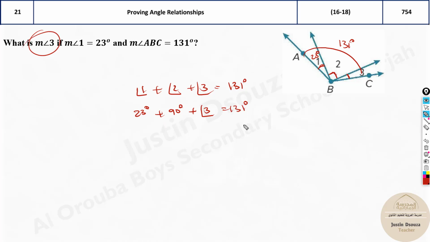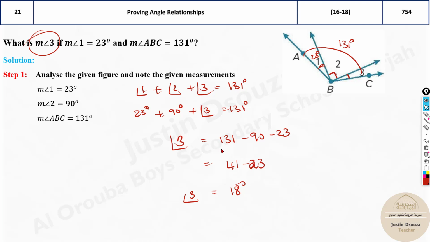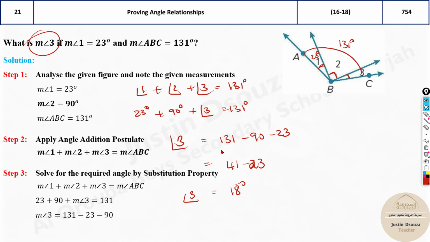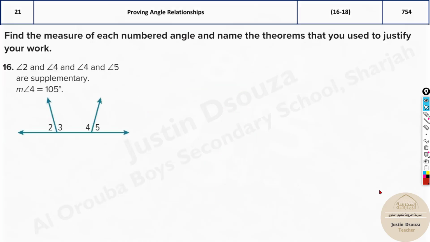Now take everything to the other side and solve for only angle 3. So it'll be 131 minus 90 minus 23. So it'll be 41 minus 23. It will be 18 degrees. So the measure of angle 3 would be 18 degrees. So that's how we solve it. And there we go, it's 18.